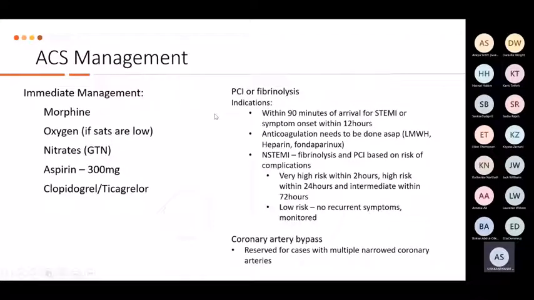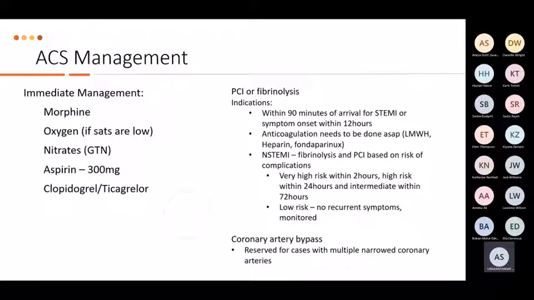And then you decide if you want to take them for PCI or fibrinolysis. The indication for PCI is that it's within 90 minutes of arrival for a STEMI, and the symptom onset was within 12 hours. You need to anticoagulate them as soon as possible, so you give them low molecular weight heparin or fondaparinux.